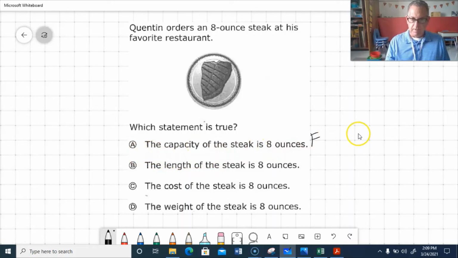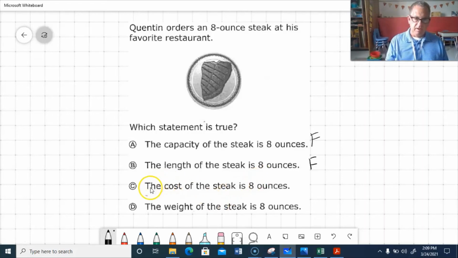So it would not have a capacity of 8 ounces. Answer choice B, the length of the steak is 8 ounces. True or false? That's going to be a false statement also. Ounces is not a linear measure, and we don't measure length with ounces. That's not one of our measurements.